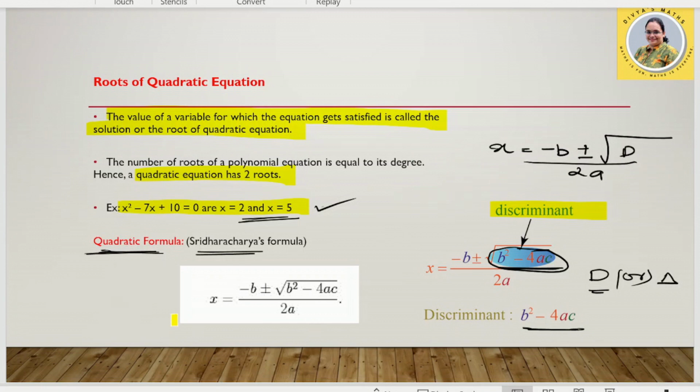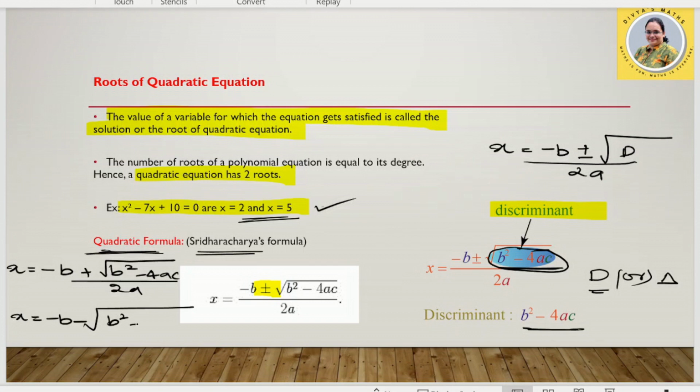Okay. So if you see in this formula, you have plus or minus. So what is plus or minus? You can take this formula two times. One is with plus sign and one is with minus sign. You can take the formula as x equals minus b plus root of b square minus 4ac by 2a, and the next one is x equals minus b minus root of b square minus 4ac by 2a.